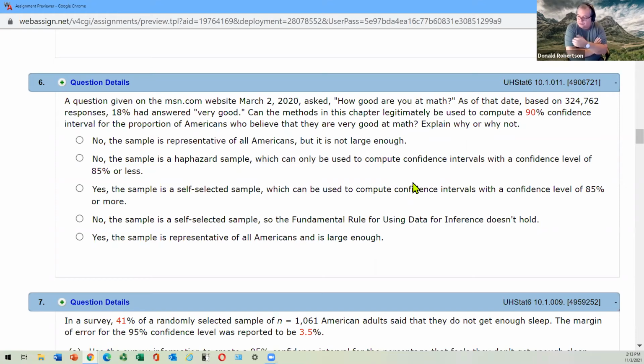It's a single proportion. Oh, by the way, we're back to single proportions right now, right? So we've left differences, we're way back to single. I could do that, I could calculate it, but I'm not going to, and I wouldn't. What's wrong with that sample? You want to know how good Americans are at math, right? Their opinion on it. Do they think they're good at math? What's wrong with that sample?